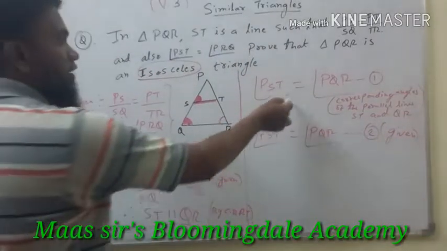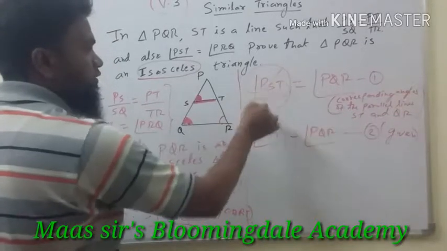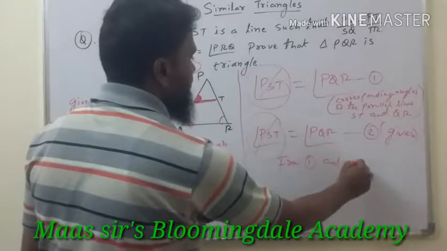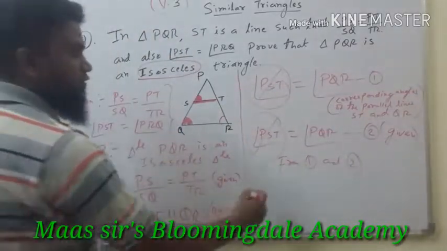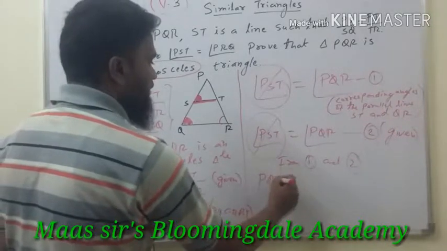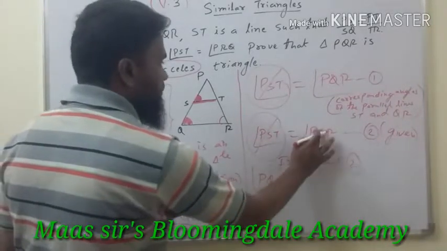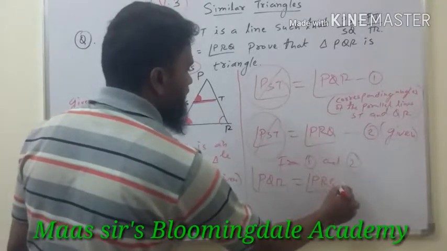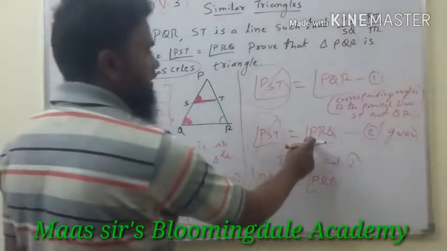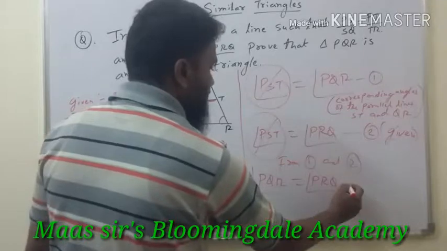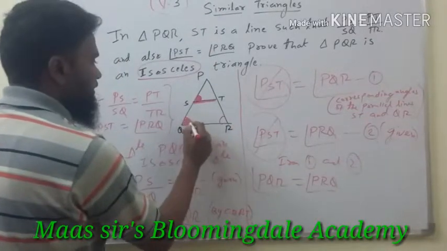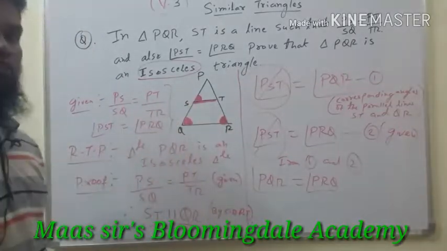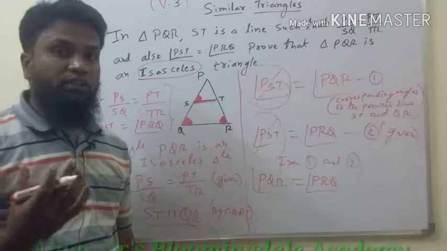Now here you are getting both the things the same: angle PST is equal to angle PST. So from 1 and 2 we can write that angle PQR is equal to angle PRQ. Now what is happening here? This angle is equal to this angle. So when these angles are equal, we can say that it is an isosceles triangle.